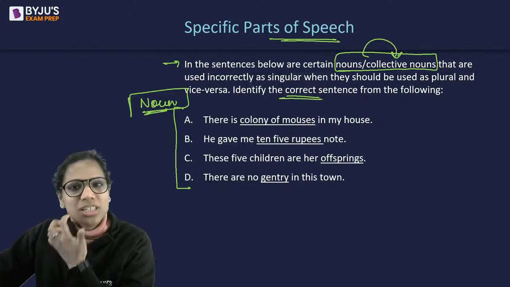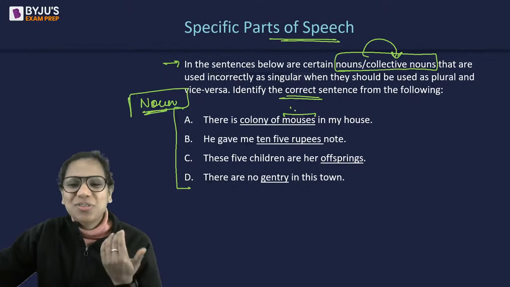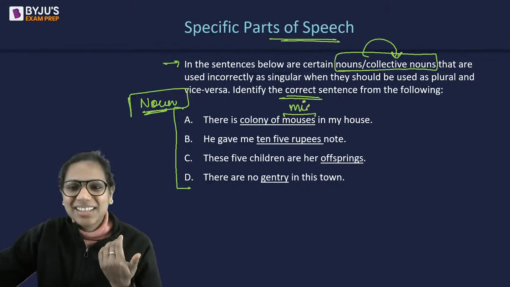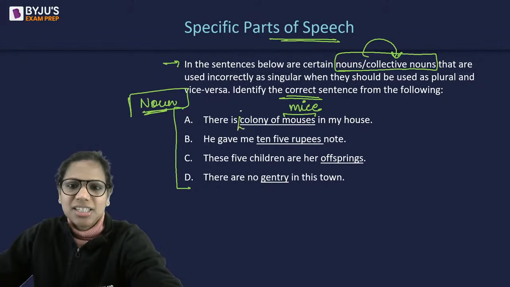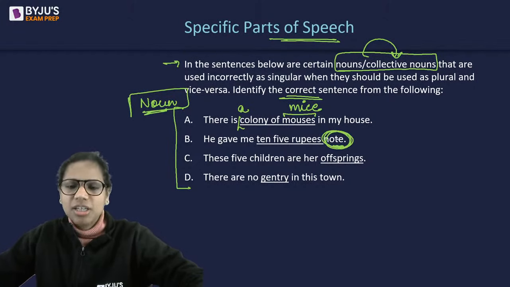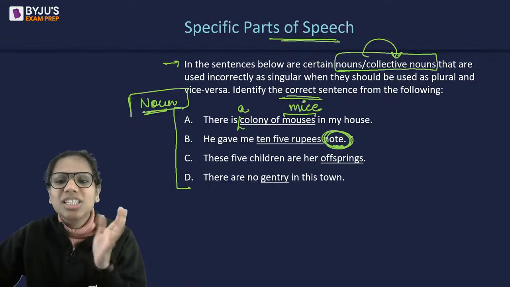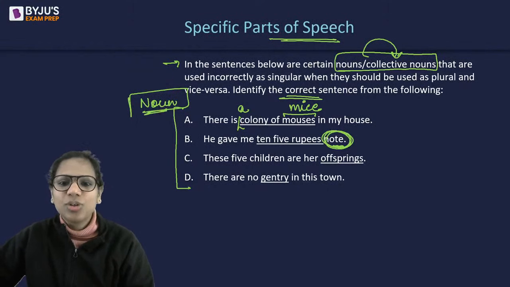Now, mouses is incorrect. I think everybody realized this. The plural of mouse is mice. There is a colony of mice in my house. He gave me. Now this is also incorrect. This has a subject verb agreement error also, right? In fact, it has a noun singular plural error. Here this noun should be plural, isn't it? We should say notes. If there were 10 notes, then I should say notes here.